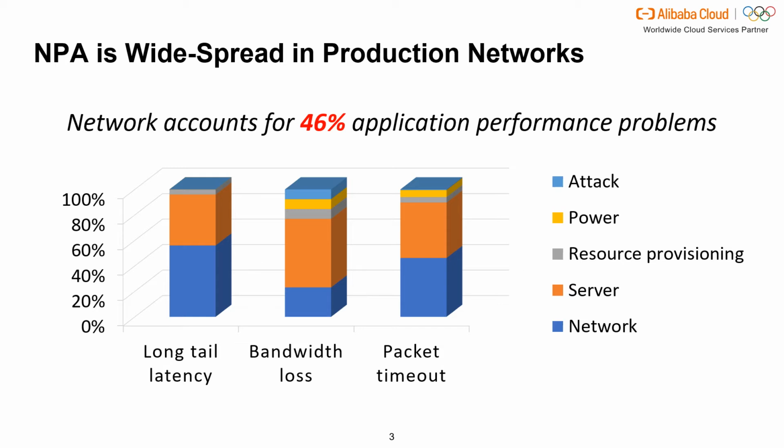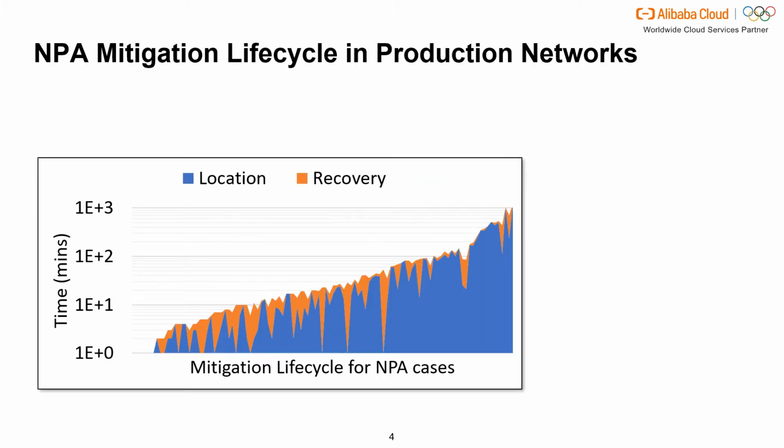There are three major types of anomalies, including long-tail latency, bandwidth loss, and packet timeout. According to 2 years of application performance problem statistics in production networks, about 46% of anomalies can be attributed to networks. Considering the widespread distribution and the severity of NPA, operators must do cautious and timely NPA mitigation.